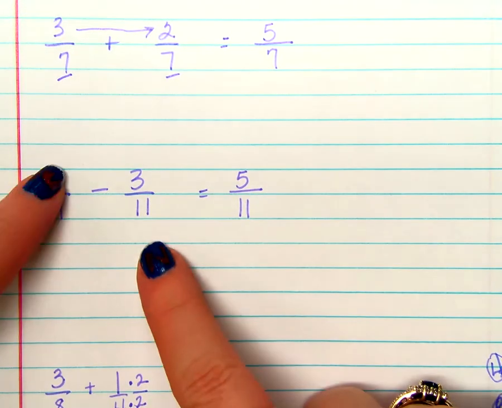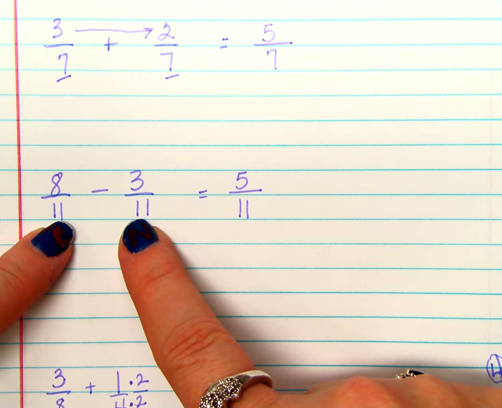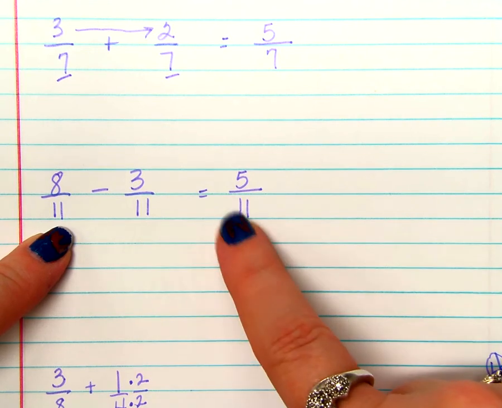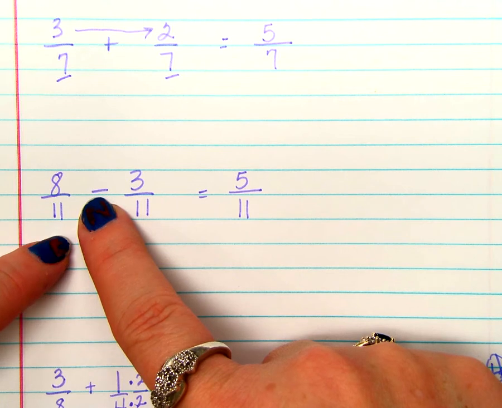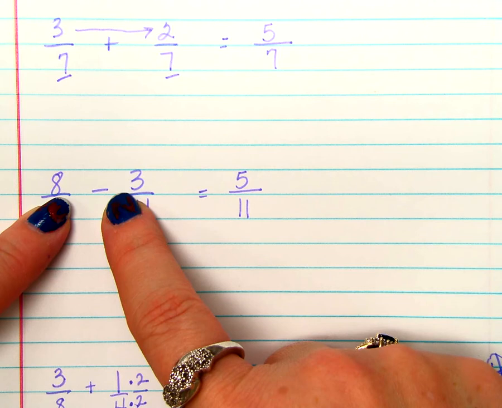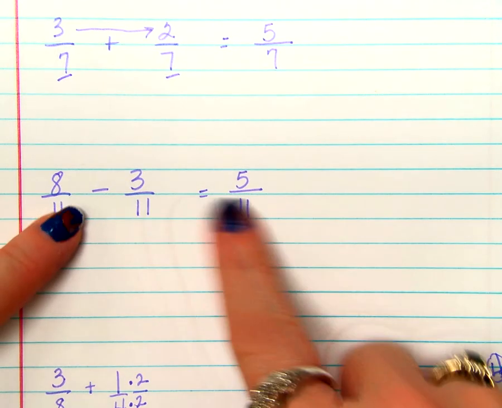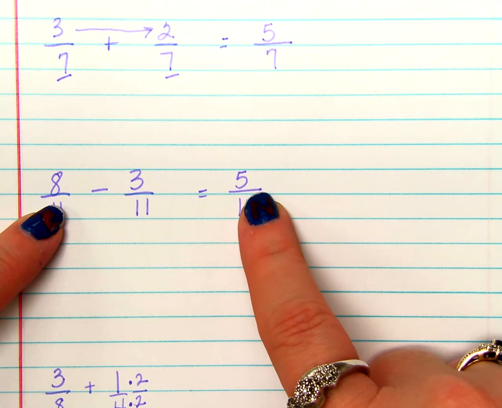The second problem, 8/11 minus 3/11. I already have a common denominator. That means the denominator is the same, right? It's the same. So I keep that denominator. It's the same as it was a second ago, but this time I subtract the numerators. Yes, it's okay. Ask me on the steps. We'll talk about the steps in a little while. Right now we're just writing down the math problems. Okay? So 8 minus 3 is 5.